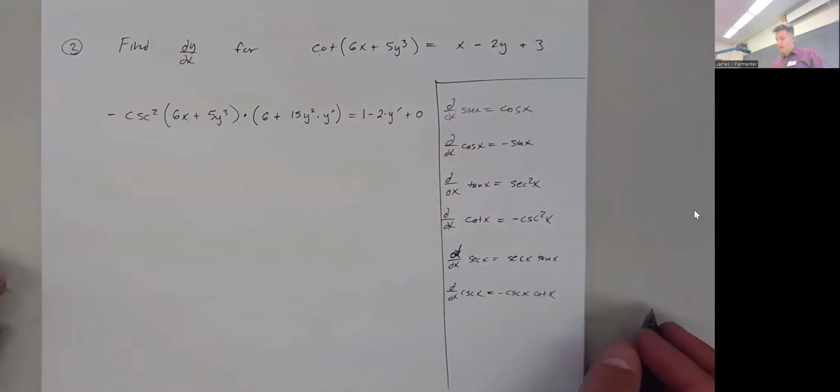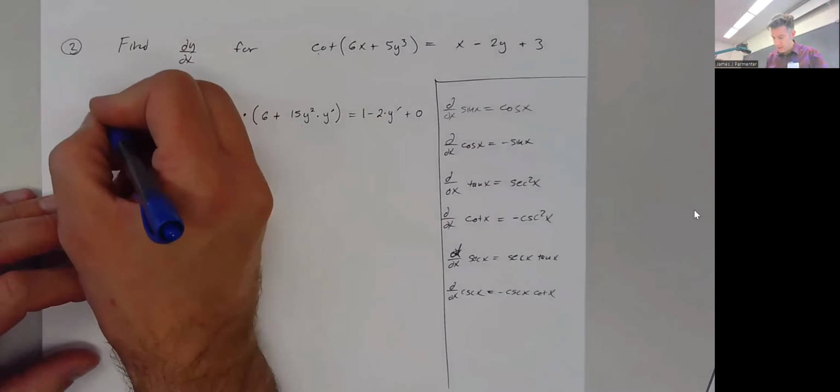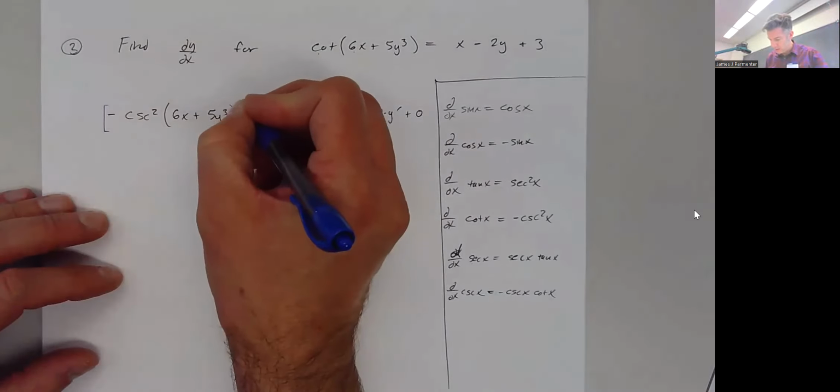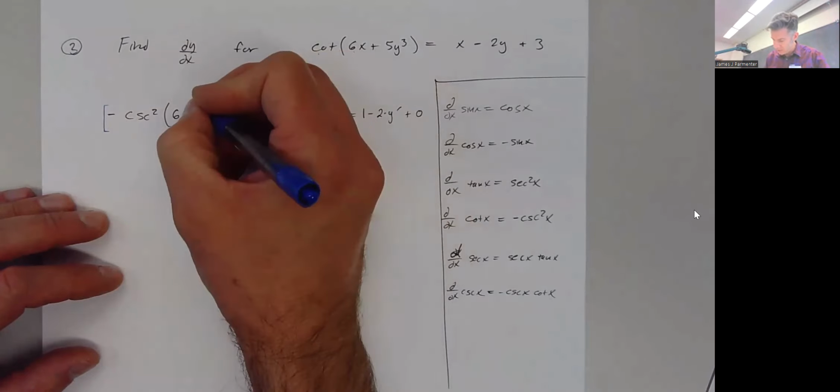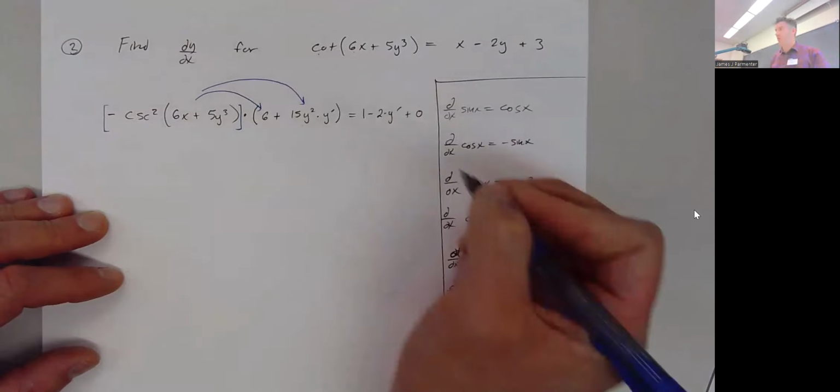So there you go. Most of the time at this step, you can identify where your y primes are, bring them all to one side, and bring everything else to the other side. Before we can do that here, we have to distribute this negative cosecant squared of 6x plus 5y cubed to the 6 and to the 15y squared times y prime.